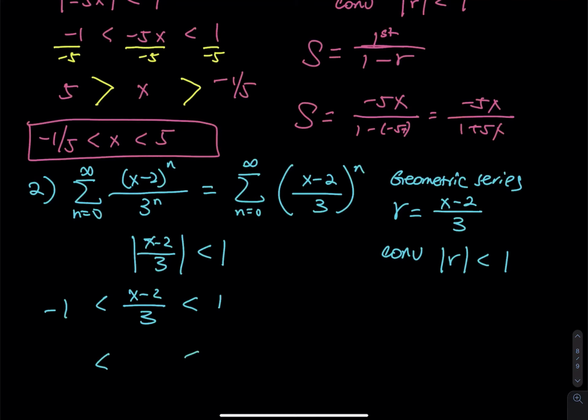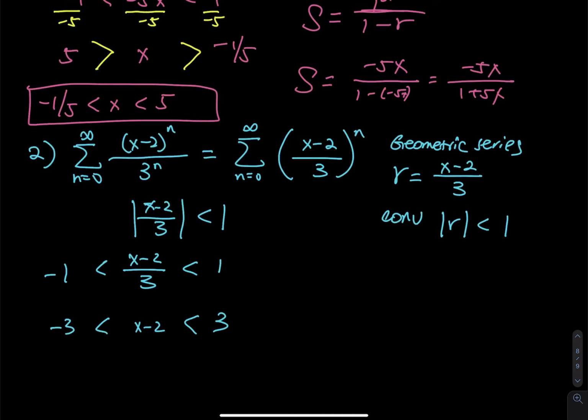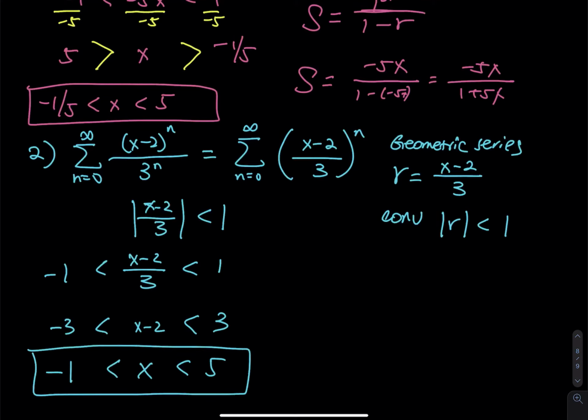So this is a 3, this is a negative 3, and then x minus 2, and then you add 2 on each side. Negative 3 plus 2 is negative 1. x is in the middle. 3 plus 2 is equal to 5. So in order for the series to be convergent, x must satisfy this inequality. All right, then what is the sum?